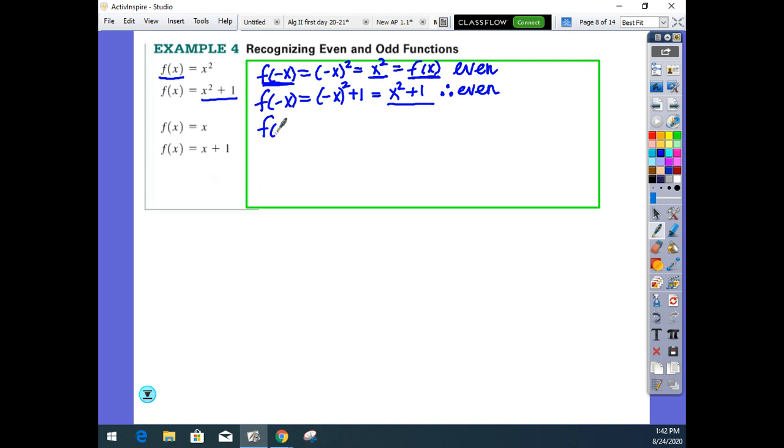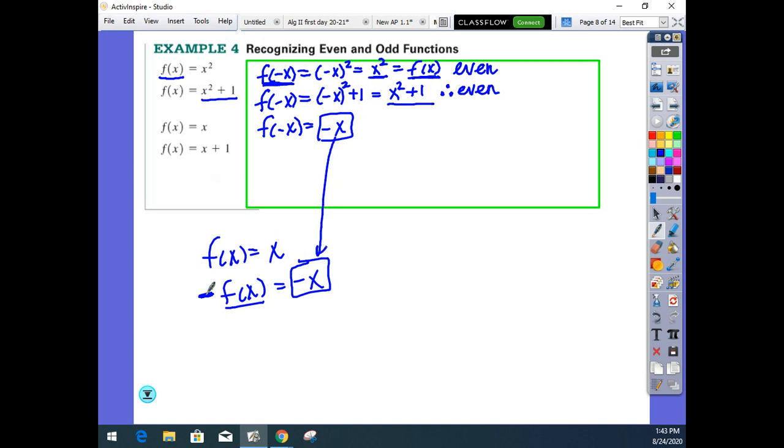All right. If I plug negative x in here, I get the opposite of x. Now, what I want to point out, if f of x equals x, the opposite of f of x is negative x. Notice this is the same as the opposite of f of x. If f of negative x equals the opposite, therefore it is odd.